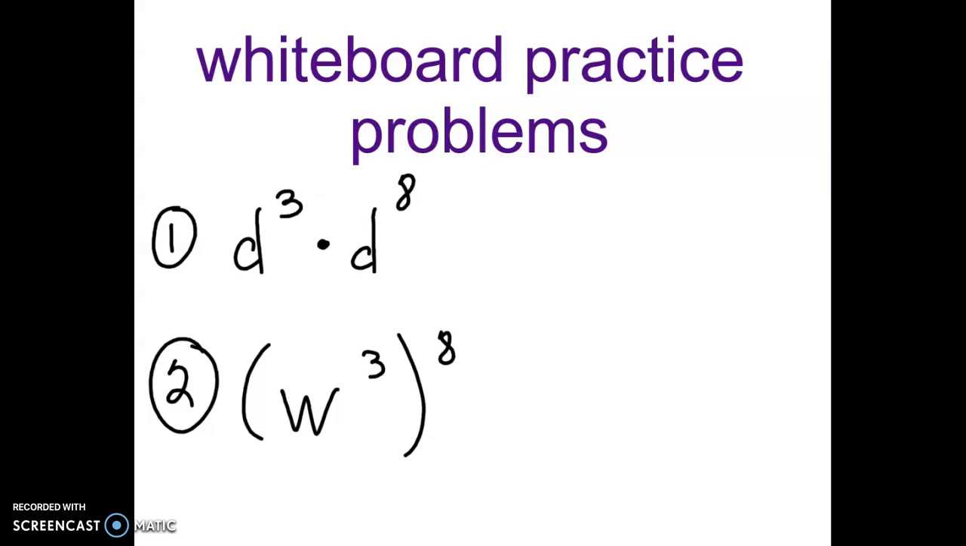All right, the first problem is multiplication. So when we are multiplying, we are going to add our exponents. So we keep our base of d, and then we're going to add 3 plus 8. So we keep the d as our base, and 3 plus 8 is 11.